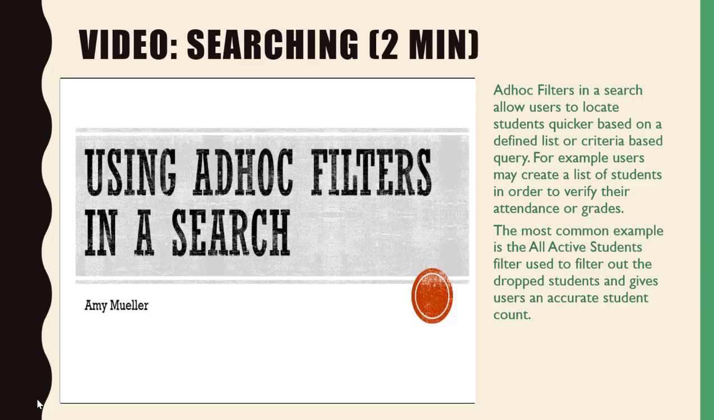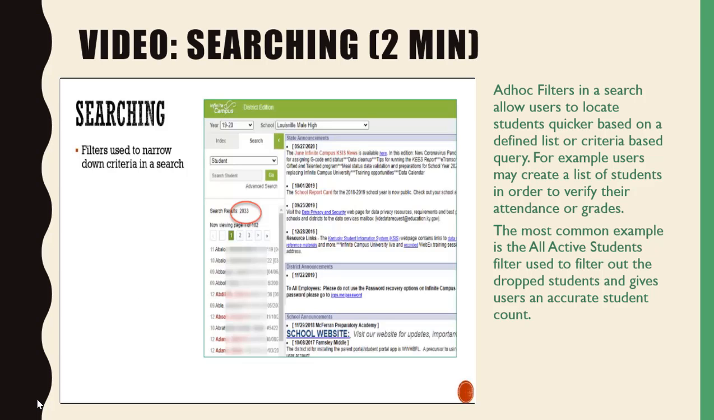One benefit of ad hoc filters is to narrow down a search to find just what you need. The All Active Student filter narrows down a search to eliminate dropped students. After the start of the school year, the search results, if you go to Search, select Student, and click Go, will not be accurate because it will include dropped students. Some refer to these as red kids because all dropped students display in red.